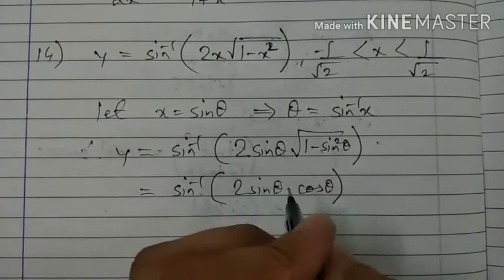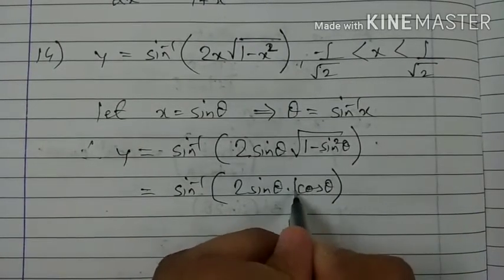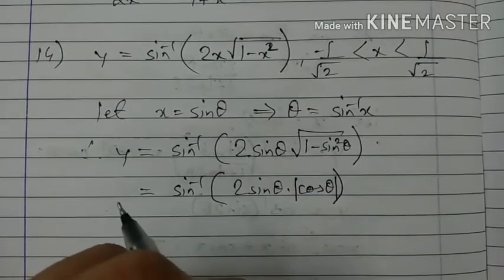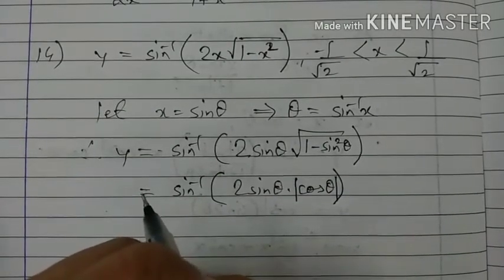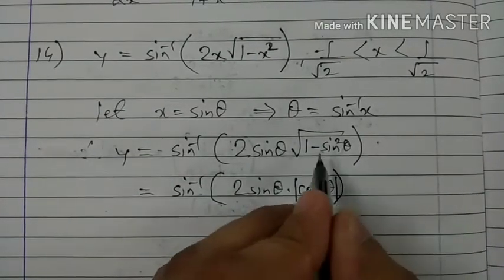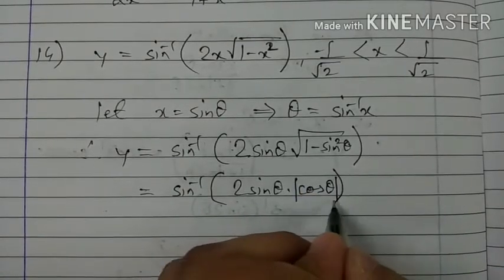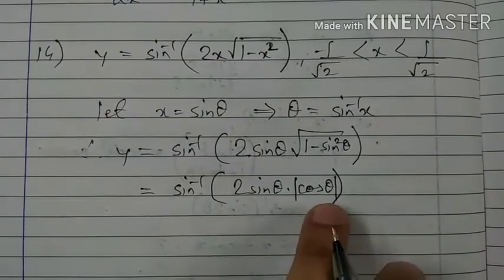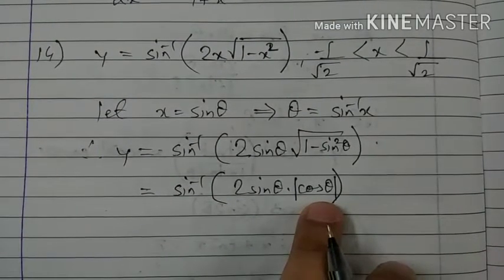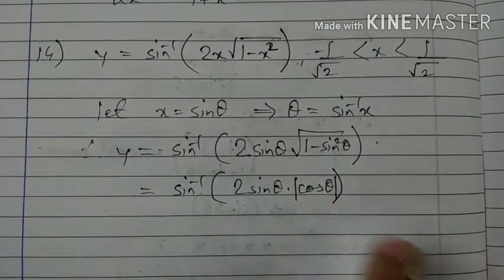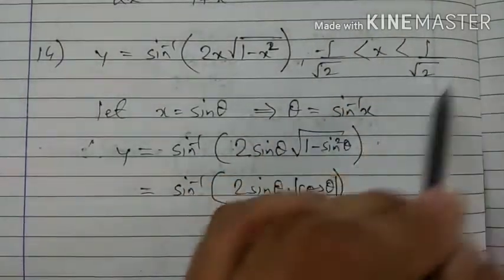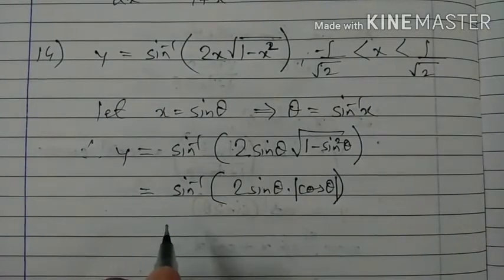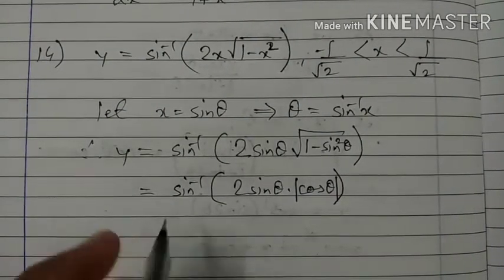Now when taking the square root of any function, it is written in modulus first. It may be plus or minus. That's why we are writing the square root of cos square theta in modulus. Now we have to confirm first whether it is positive or negative. That we have to show from the given condition. We will try to find whether cos theta is positive or negative.